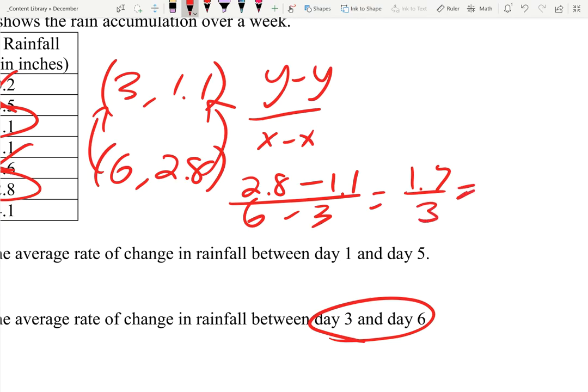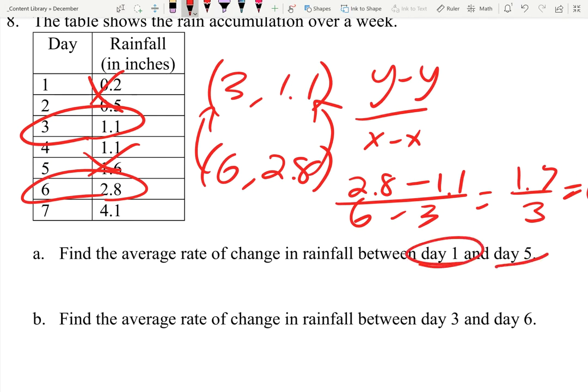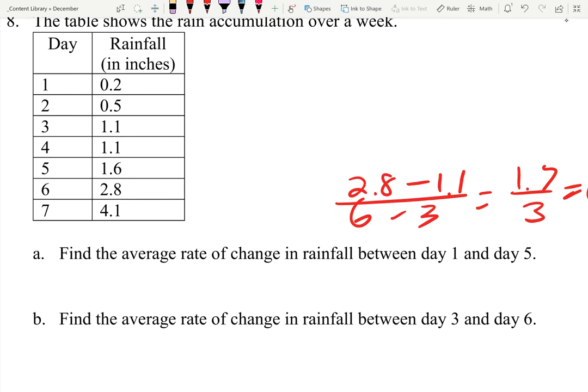And then calculate that. 1.7 over 3 is 0.5667 or 0.56 repeating, if you will. Okay, so there's your slope. So remember, you're going to see this a lot, but only focus on the days it's asking for. I can't stress that enough. You do not have to find the rate of change between every single thing. You only have to do it for the days that are given, okay? Please, please, please only use the days that it gives you.